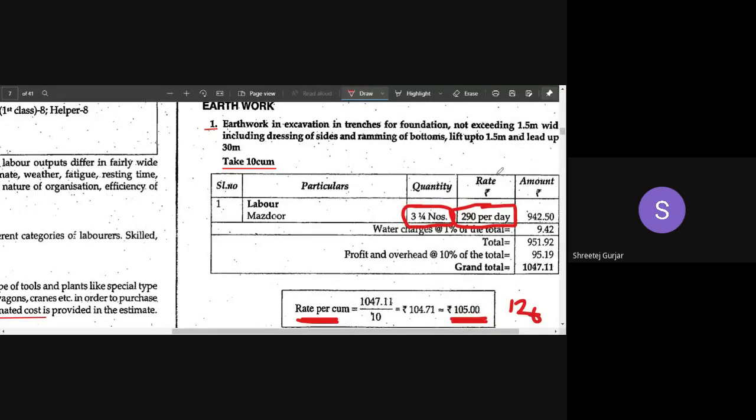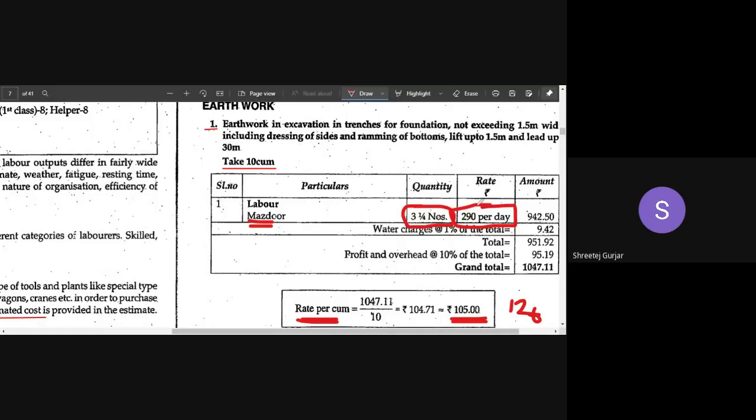We know that various factors decide the rate of your material and the rate of your laborer. The per day rate of a laborer depends upon the location, their skill set, and the situation in which they are working. Your rate varies from place to place and time to time.